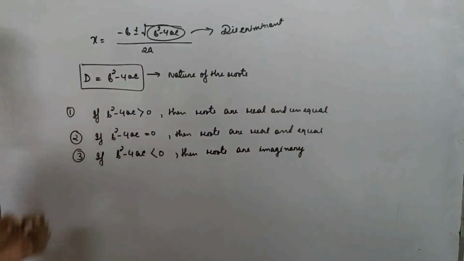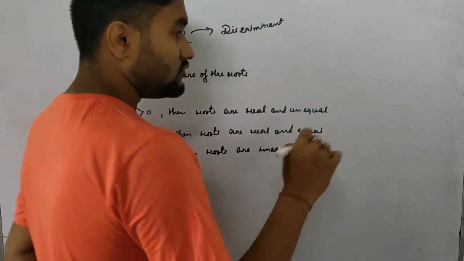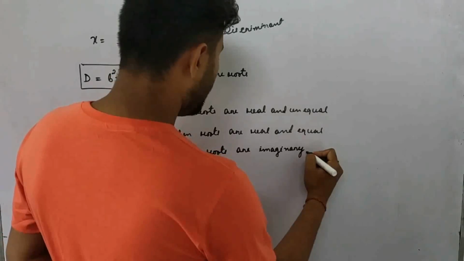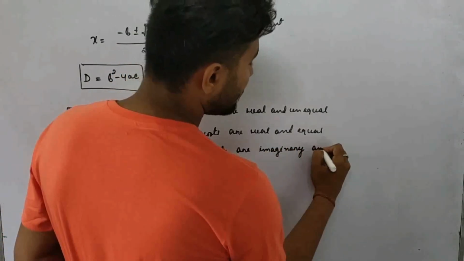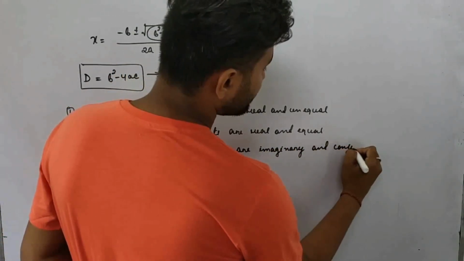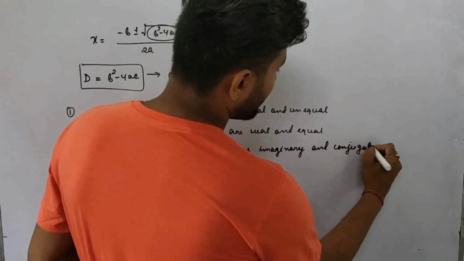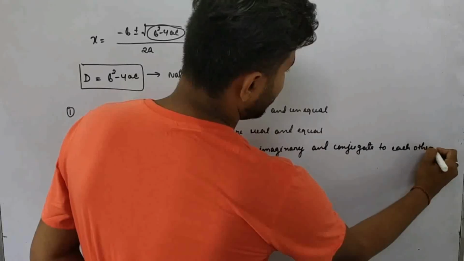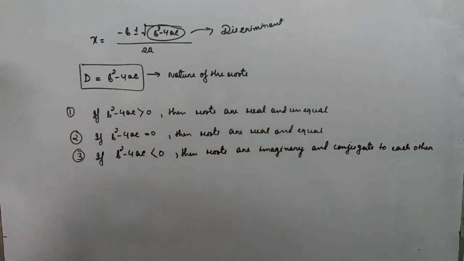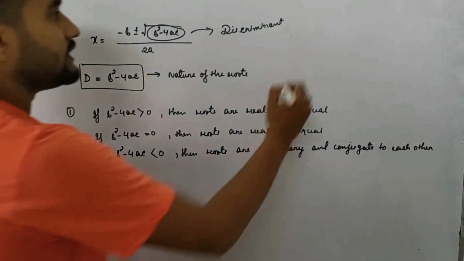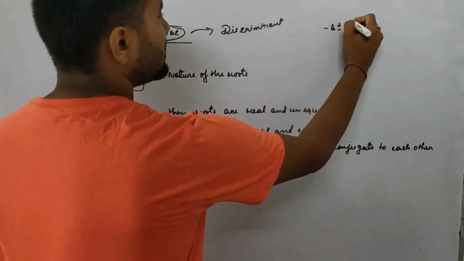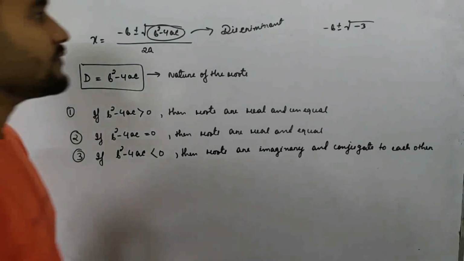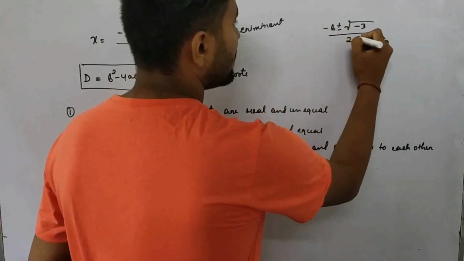Then the roots are imaginary. And one more thing, if they are imaginary, since you can't find the square root, the roots are imaginary and conjugate to each other. Then they will be what? Conjugate to each other. Say for example, this is less than 0, minus b plus minus, say the value is minus of 3, less than 0, by twice a.